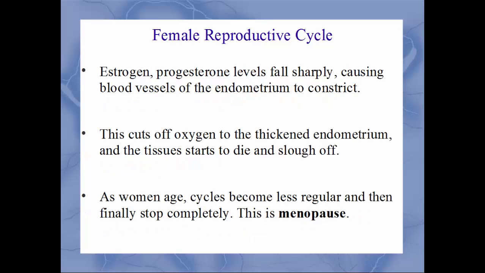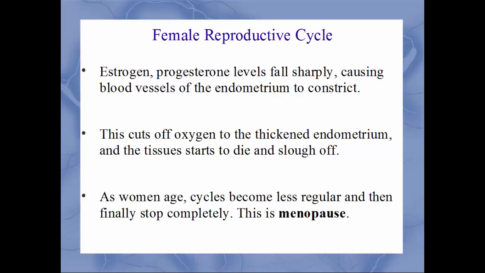Right, as we get further along in the cycle, the levels of estrogen and progesterone will fall fairly sharply. This is what will cause the blood vessels in the endometrial lining to constrict. So remember, the progesterone causes the endometrium to become much more vascular, in case a baby is going to be developing there. So when these levels of estrogen and progesterone drop off, that tissue will start to die. So that constricting of vessels will cut off oxygen to that thickened layer of endometrium, and that tissue will die and start to slough off. So what you're losing each month, what that bleeding is, is the innermost lining, the endometrial lining.